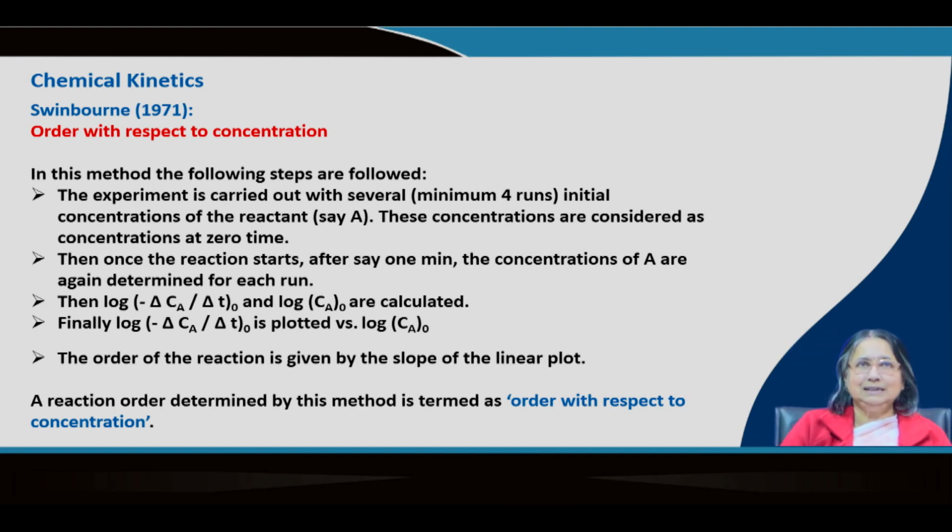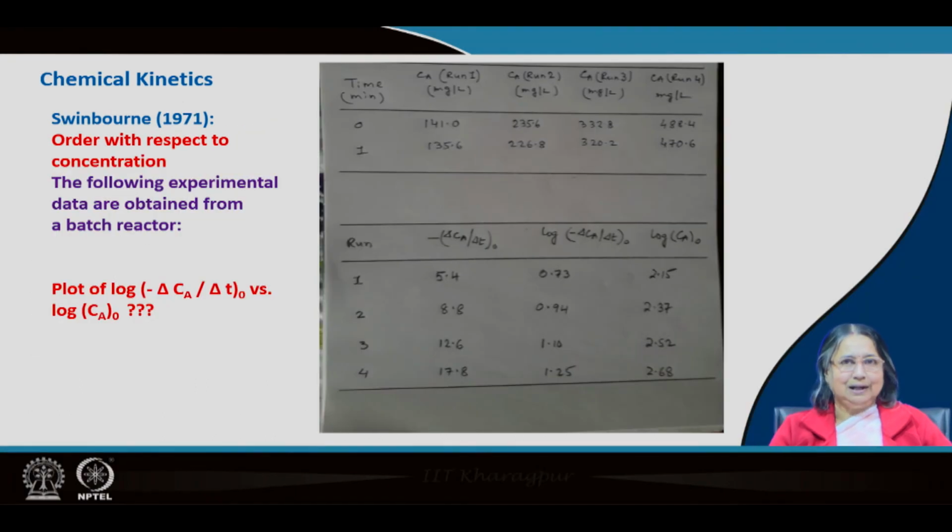These two are very nice methods. To understand this, you can see the data from an experiment done with 4 runs. Here is the time: 0 minute means the initial concentration, then 1 minute. Just after 1 minute the concentrations are measured. This is the concentration at 0 time, and this is the concentration at 1 minute.